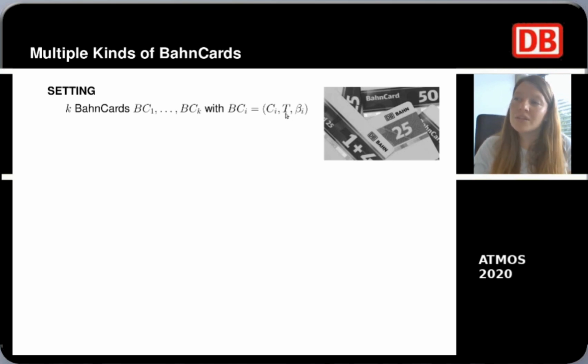Alright, but if we now assume that this validity period is actually the same for all of the BahnCards, it also allows us to sort the BahnCards, and that is increasingly by price and decreasingly by price reduction factor at the same time.